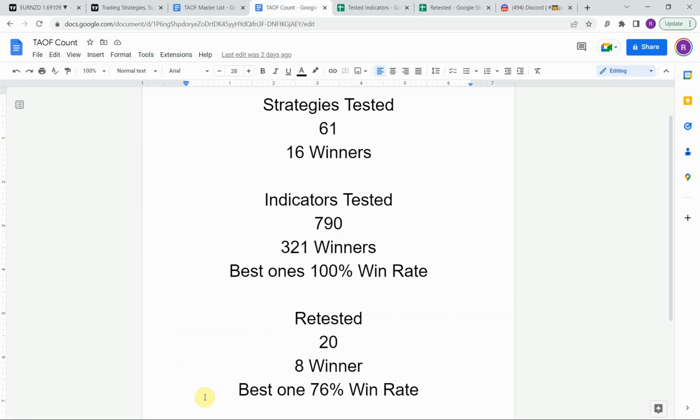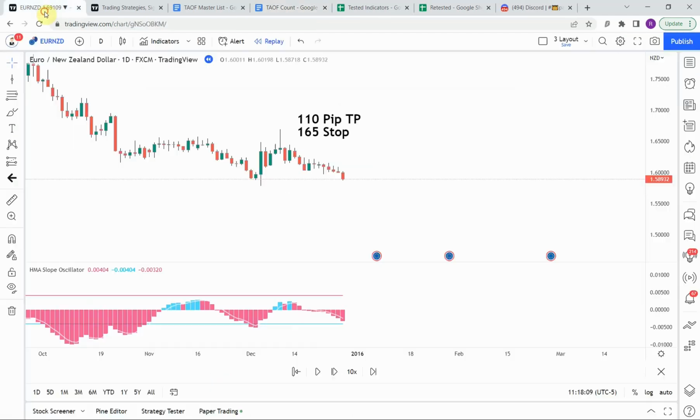We have also retested in the advanced testing 20 of the winning indicators. 8 of them have been able to maintain the winning status. The best one had a 76% win rate. Keep in mind that we test most of the strategies and indicators on the Forex and crypto market, but they can be applied to just about any market and time frame universally.